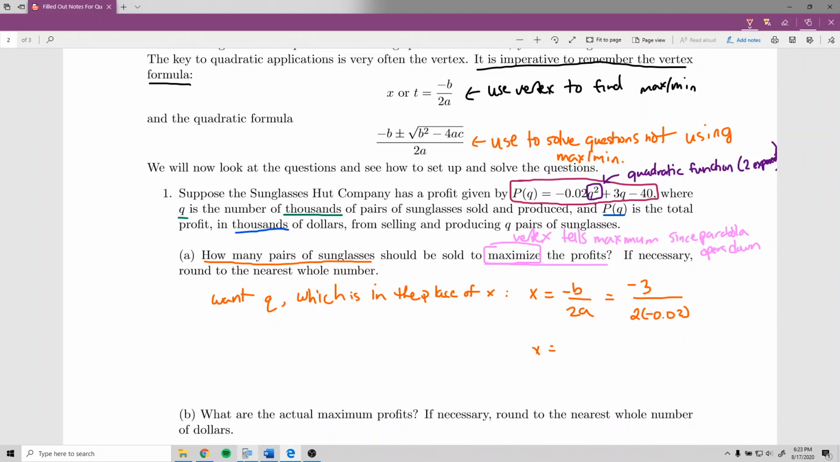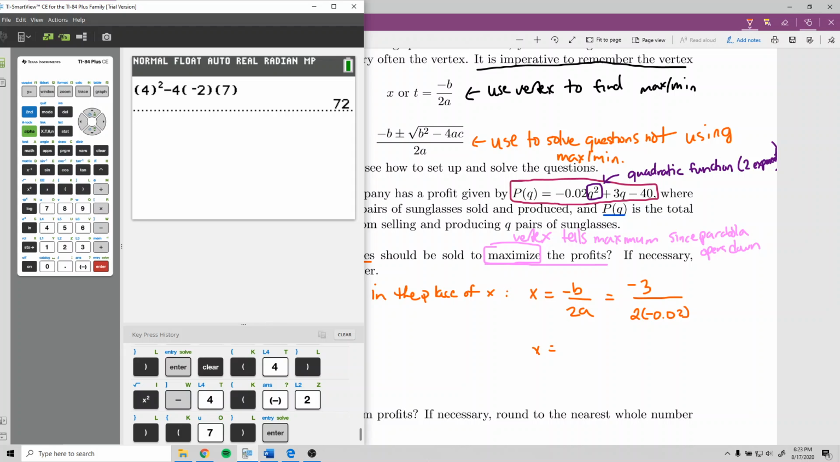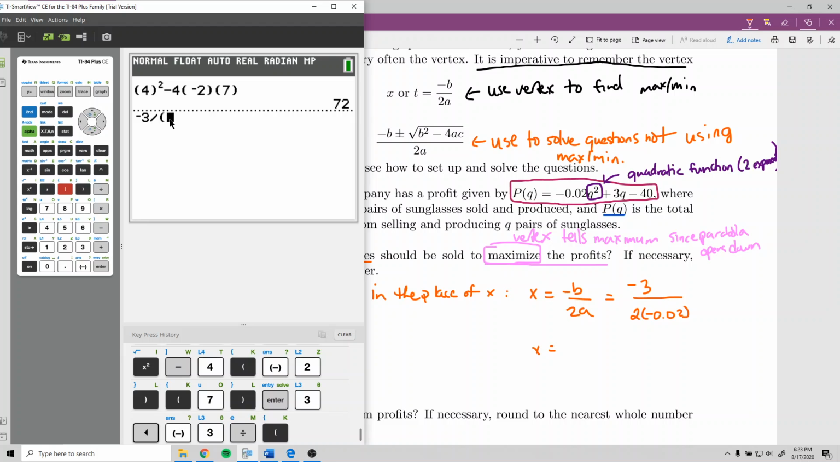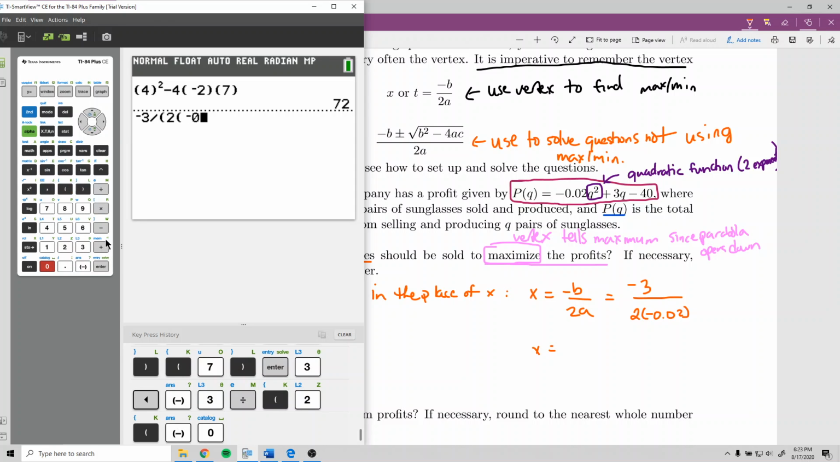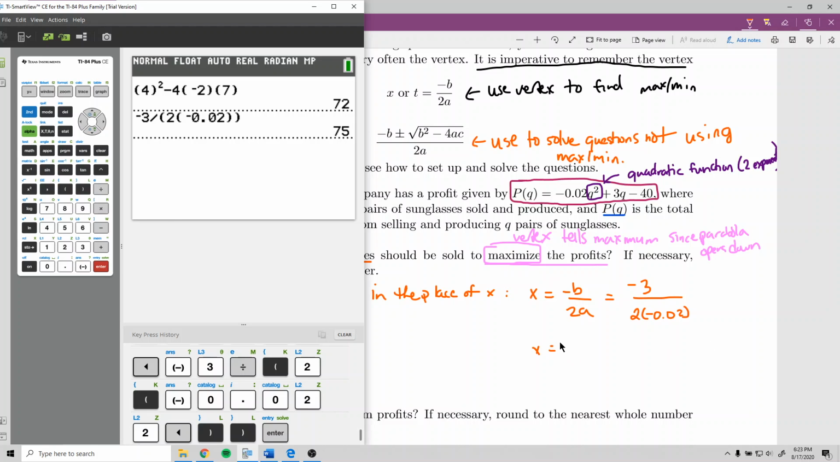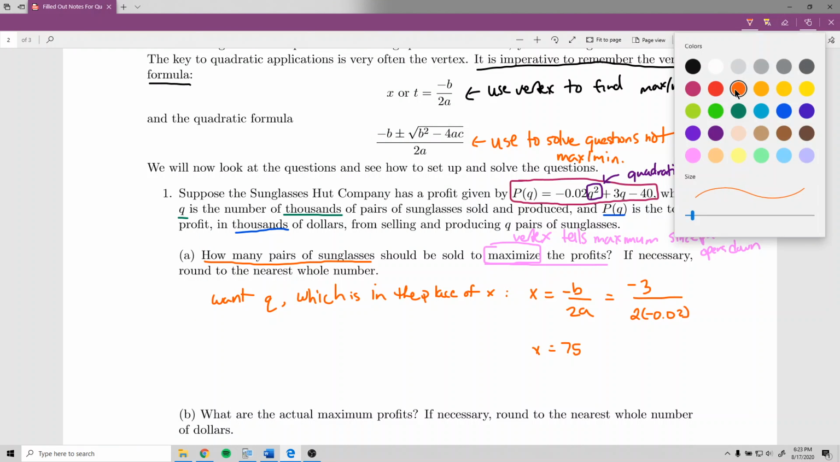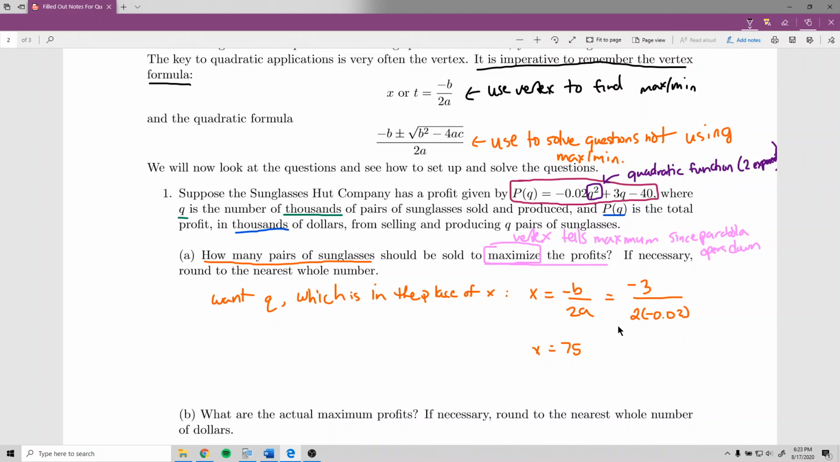Now, if you want to do this in your calculator, go ahead. Just make sure you're careful about it. So we got negative 3 on the top, divided by, since I have a multiplication down here, don't forget to put a parentheses. Make sure everything goes into the denominator. 2 times negative 0.02. Oops, not the extra 2. And you get 75. Now the thing to remember here is this is the number of sunglasses in thousands, because that's what our letter's telling us.